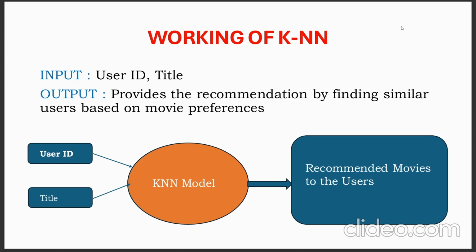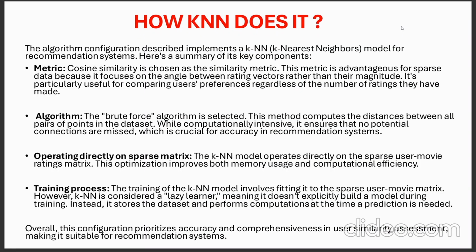How does KNN do it? It uses key components like the metric of cosine similarity between vectors, a brute-force algorithm, computation of distance between pairs of points in the large vector space, and operating on sparse matrices. The training process for KNN is not that efficient, and we perform computation at the time of prediction itself. It's a lazy learner, as it can be said, and it prioritizes accuracy and comprehensiveness of user similarity.